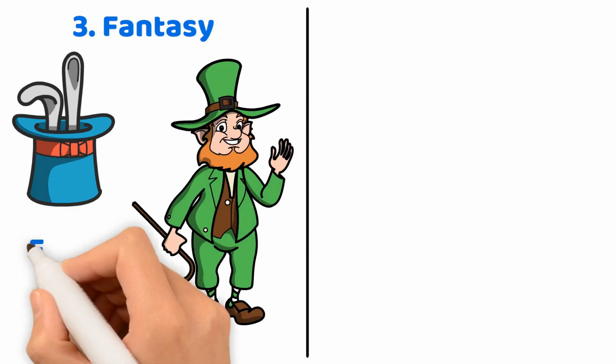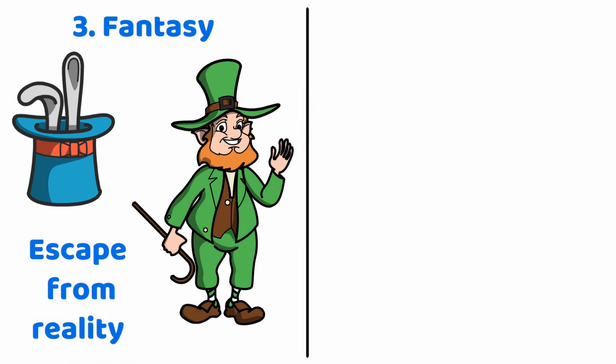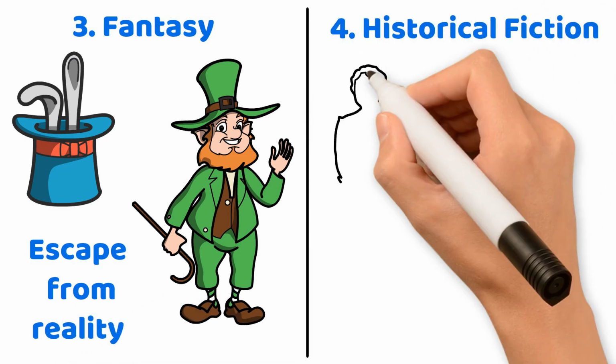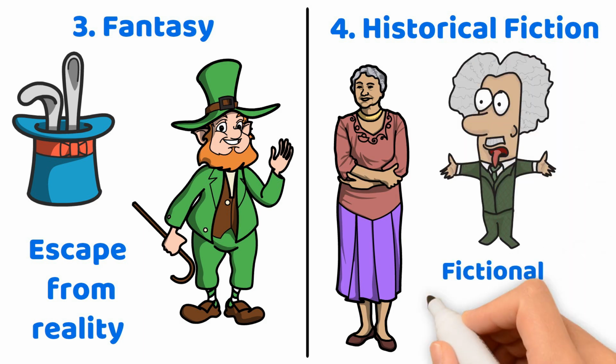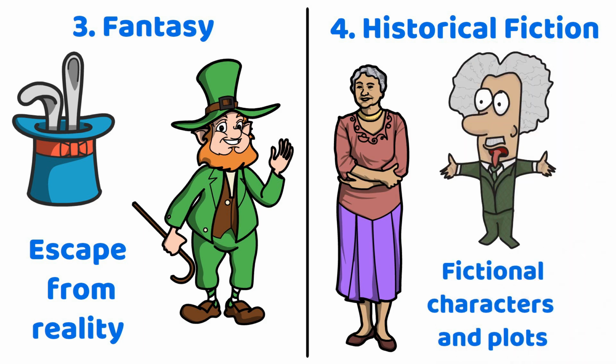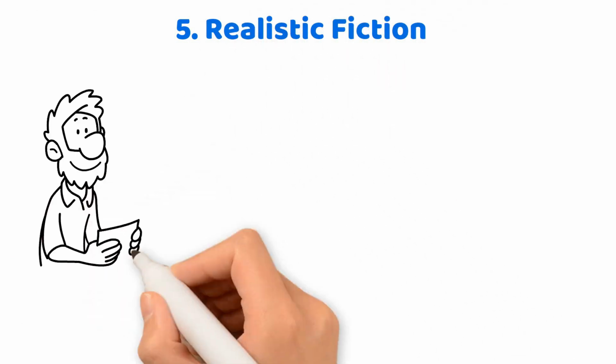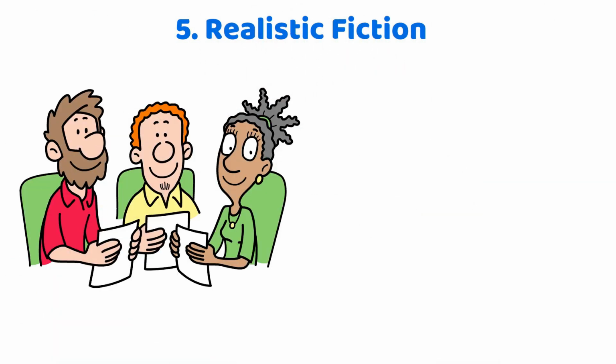4. Historical fiction. These stories are set in the past and woven around historical facts, but they include fictional characters and plots. 5. Realistic fiction. These stories could happen in real life and often tackle contemporary issues, making them relatable and useful for discussion on personal and social levels.